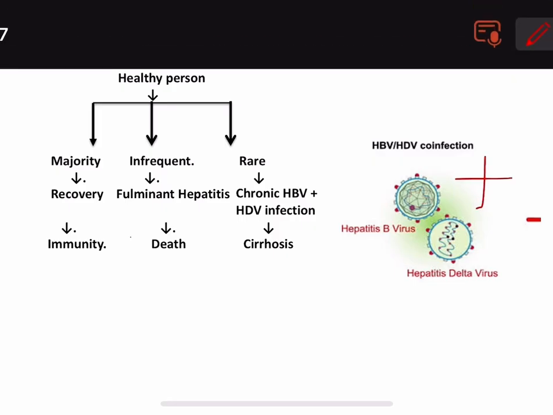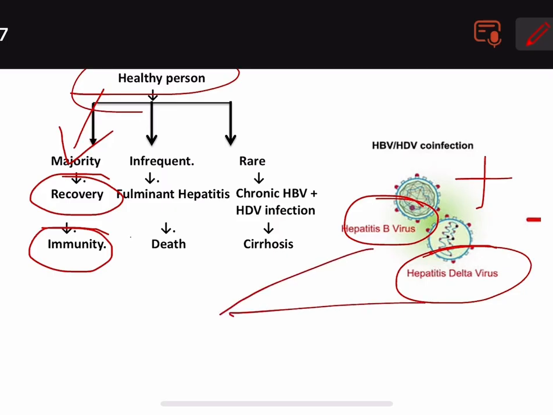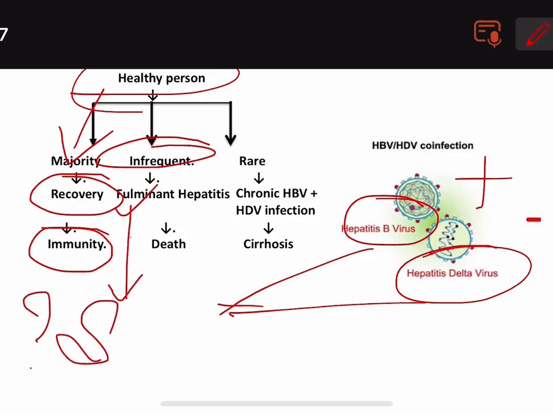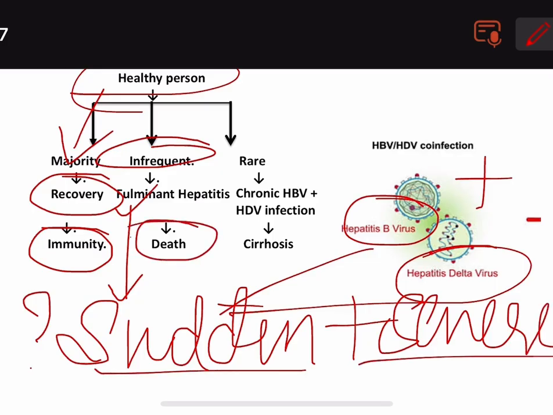So what happens in HDV and HBV occurring together in a healthy person? So, the co-infection in the majority of the cases will result in the recovery and the patient develops the immunity against these viruses in the majority of the cases. Whereas infrequently, the person can end up in a fulminant hepatitis. What do you mean by fulminant hepatitis? Fulminant means a sudden plus or very severe hepatitis. These sudden and severe hepatitis can result in death.